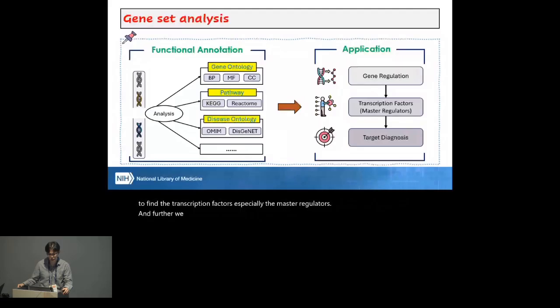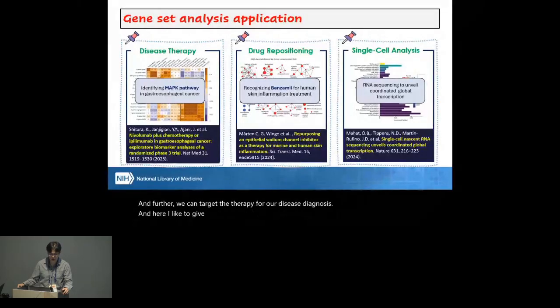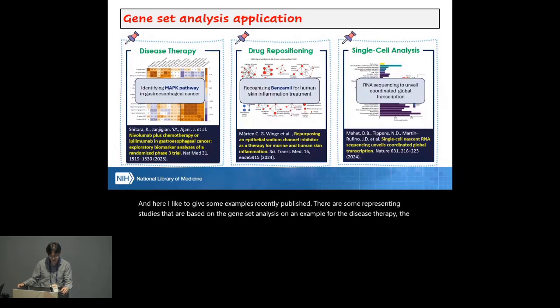Here I'd like to give some examples recently published. There are some representative studies that are based on gene set analysis. An example for disease therapy: the biomarker or the pathway in gastroesophageal cancer has been recognized. And also, Besmil has been reproduced for human skin inflammation treatment. And gene set analysis has been applied to single-cell analysis to unveil the coordinated global transcription.